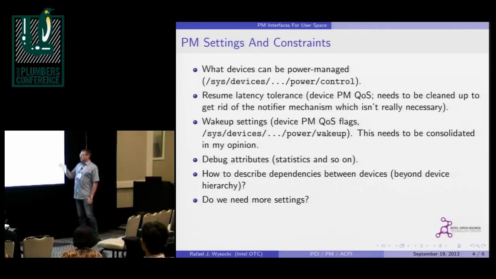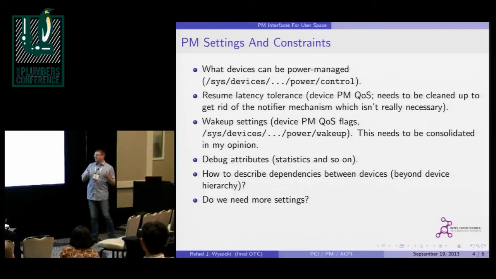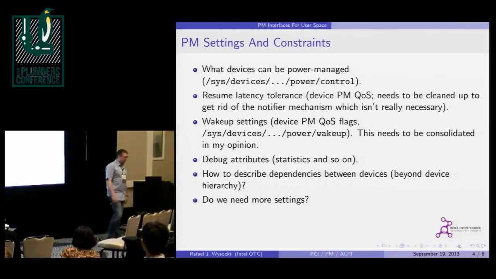And now there are two questions I wanted to ask. The first question is, if people have any ideas about describing dependencies between devices, so that user space can look at those and see how devices are dependent on each other, power management wise. For example, which devices are in the same power domain, because user space has no idea right now about those things. And the second question is, do we need more settings to control those things? Which I'm not sure about. So they are open. I don't have any ideas at the moment.